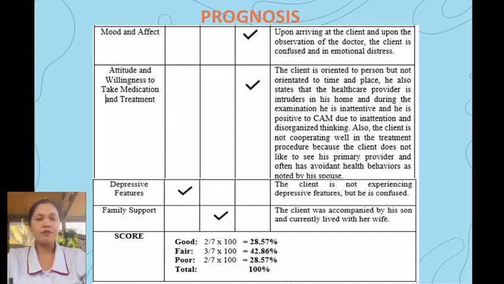Next criteria is the depressive features. We categorize it to good, which is 3, because the client is not experiencing depression. And lastly is the family support. We categorize it to fair, which is 2, because the client was accompanied by his son and currently living with his wife.